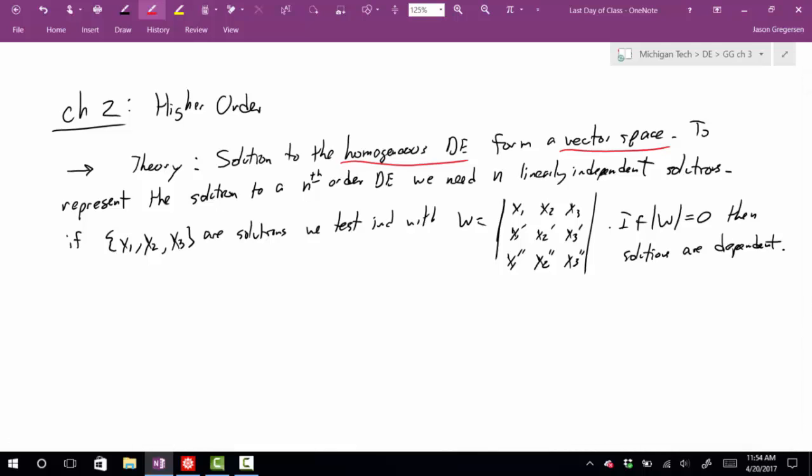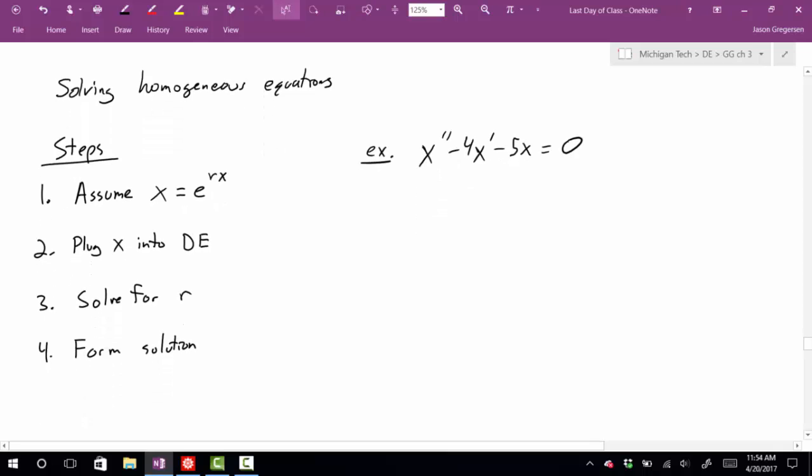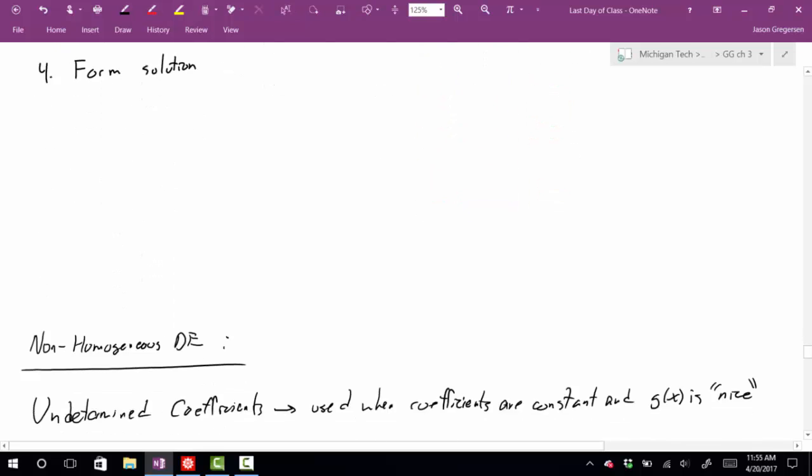Some of the things we had to do along the way, we had tests for linear independence, so we did a Wronskian to check for that. But really the big idea was, how do we solve homogeneous equations? Right, to do that, we generated our auxiliary equation. We found the roots and we formed our solutions. So make sure you review those different solution forms. You know what to do if you get complex roots or repeated roots, and you form those solutions.